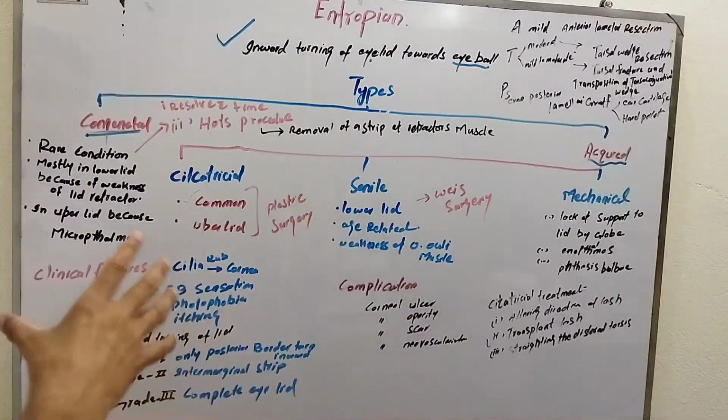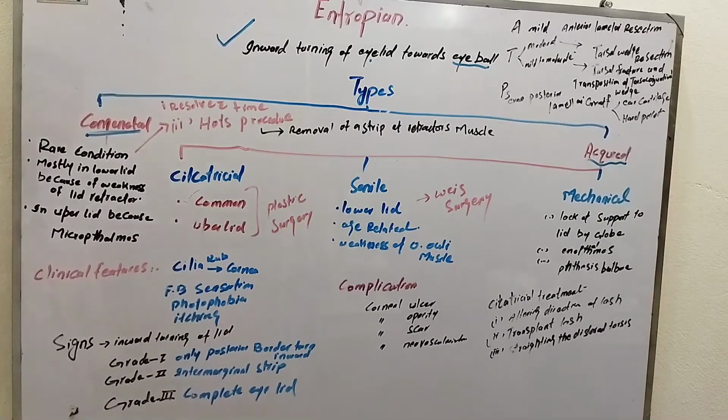Now we will explain these types one by one. First of all, we are going to discuss congenital entropion. Always remember, congenital entropion is a rare condition. It is mostly found in the lower lid because of weakness of lid retractors. When the retractors of lower lids become weak, then entropion develops in the lower lid.